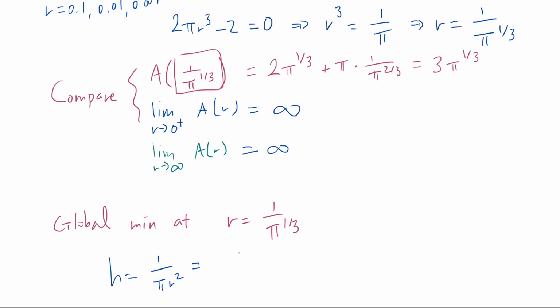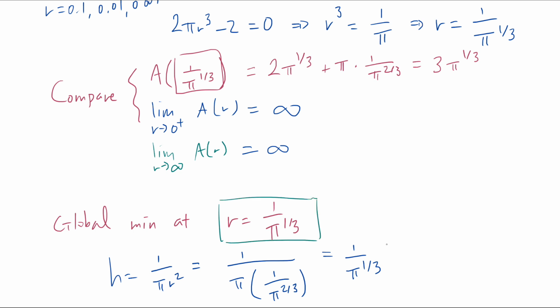So we know the full dimension of the bucket. And that's 1 over pi times, when I square this, it's pi to the 2/3. And pi divided by pi to the 2/3 is pi to the 1/3. So we get 1 over pi to the 1/3. So we see pretty remarkably the global minimum is happening when the radius is 1 over pi to the 1/3 and when the height is also 1 over pi to the 1/3.